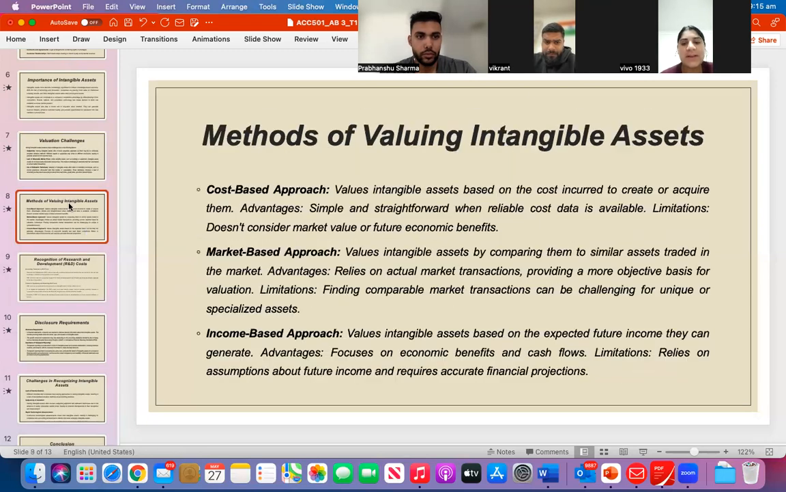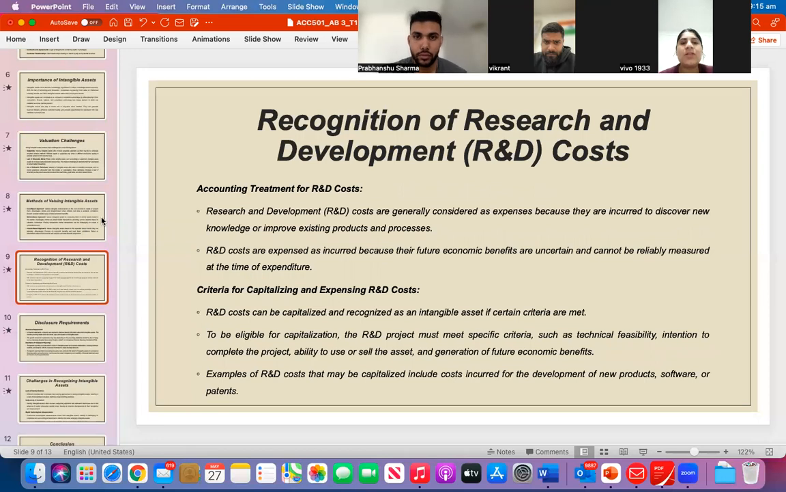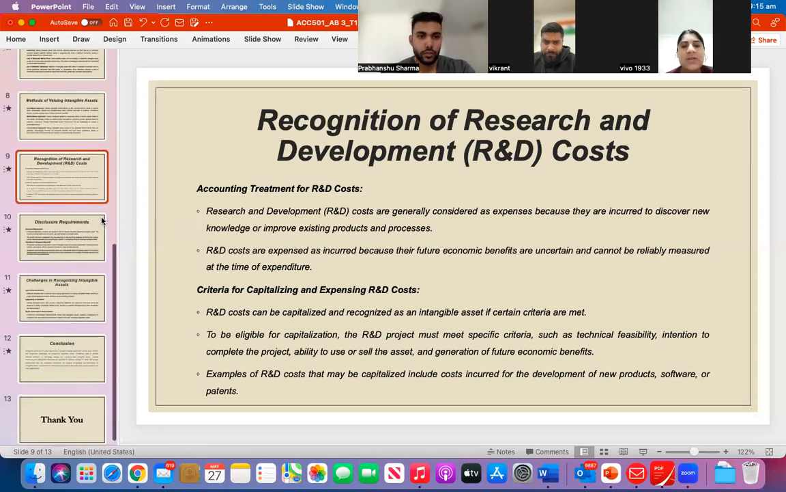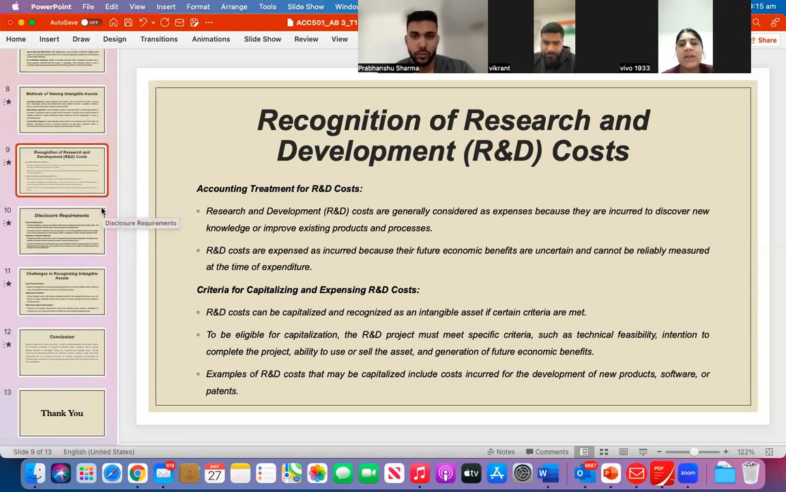And the next slide is recognition of research and development costs. Research and development costs are generally considered as expenses because they are incurred to discover new knowledge or improve existing products and processes. R&D costs are expensed as occurred because their future economic benefits are uncertain and cannot be reliably measured at the time of expenditure.